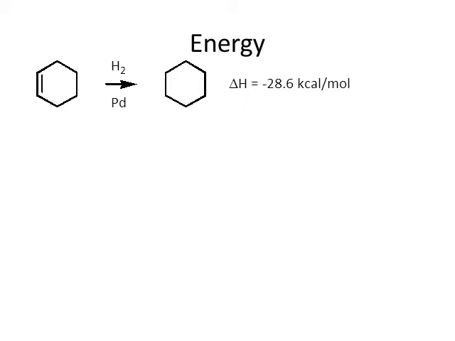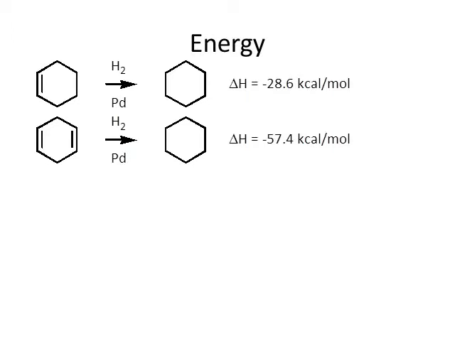Okay, let's look at hydrogenation. We've already seen the hydrogenation of alkenes to make alkanes. So if we took cyclohexene and hydrogenated it, we'd get cyclohexane. And this process would be exothermic by 28.6 kilocalories per mole. What would we expect if we had two double bonds? So 1,4-cyclohexadiene. Well, you might expect, and you'd be right, that it'd be downhill by twice as much. And this is almost exactly double.